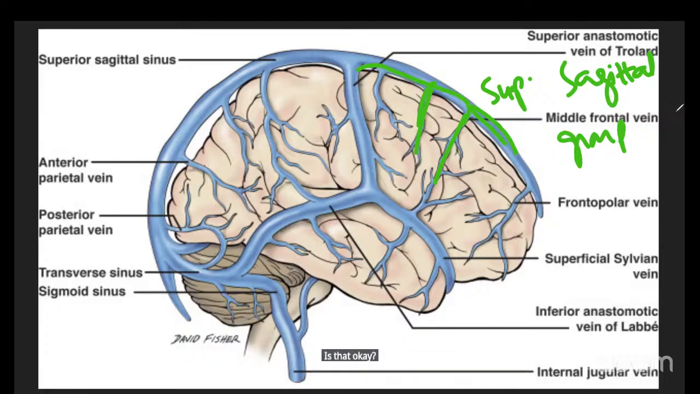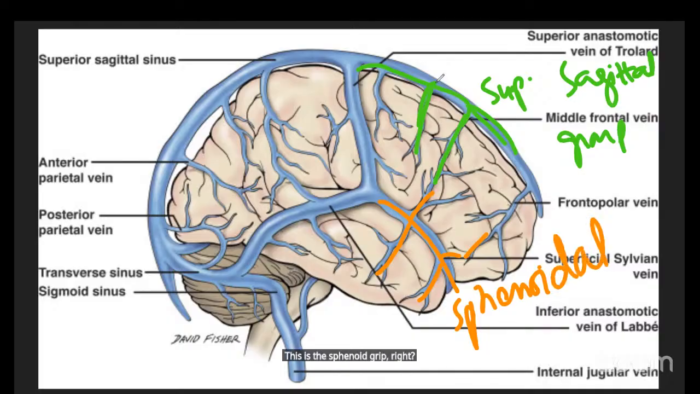Thank you. Okay, so this is the superior sagittal group, right? And then we have this. Which group was this? Can somebody mention which group this was? I think it's the sphenoid group. This is the sphenoid group, right? And then there is another group. Let me change the color.